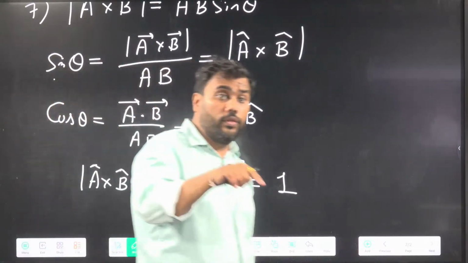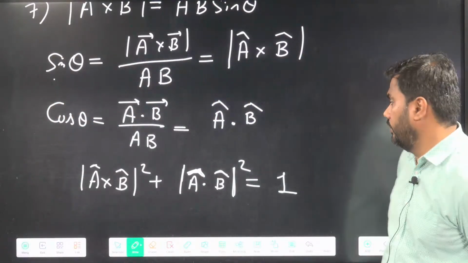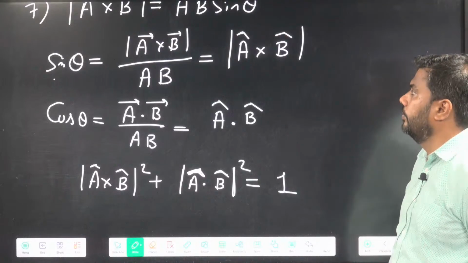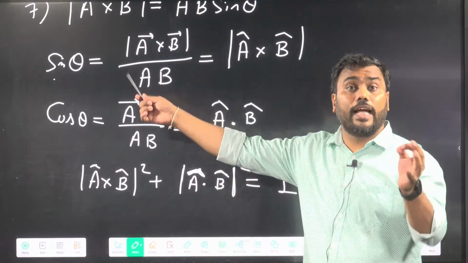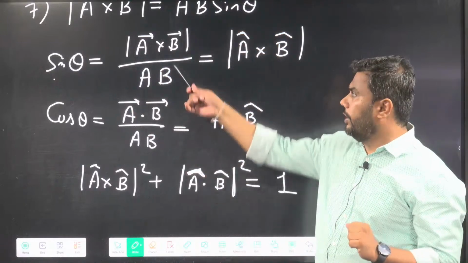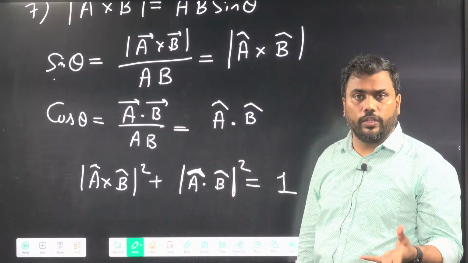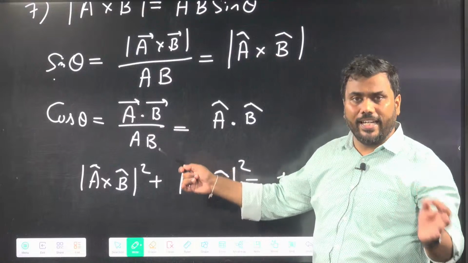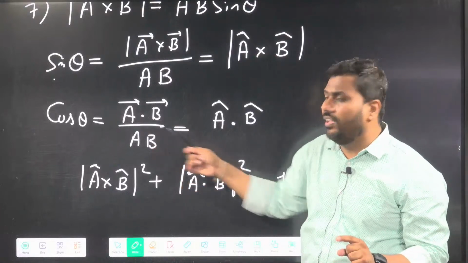Mod of A cross B square, mod of A dot B square. This gives you 1. We can find the sine of the angle between two vectors using the cross product. But the cross product is very difficult to calculate, so for finding the angle between two vectors, we will prefer the dot product.